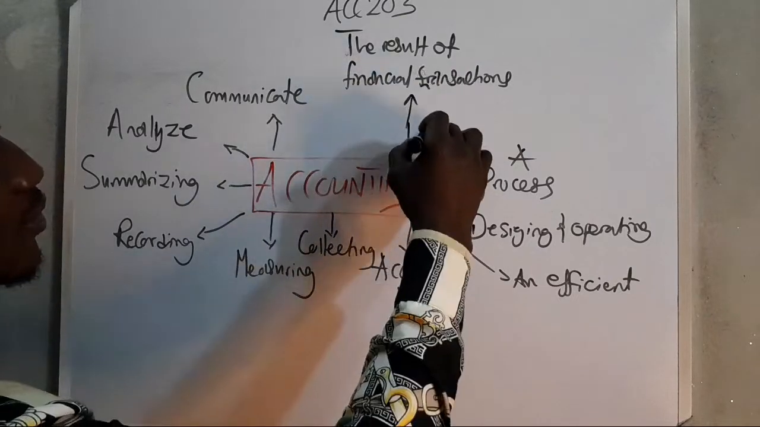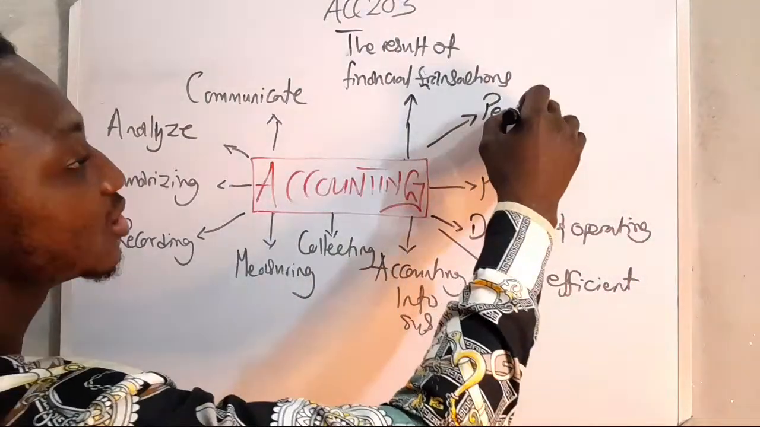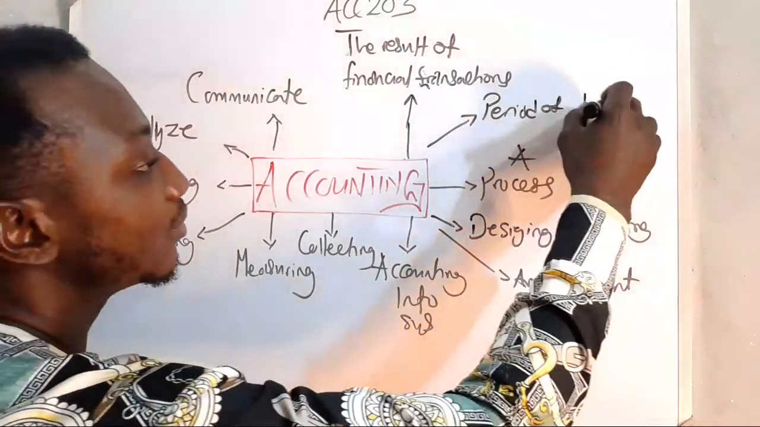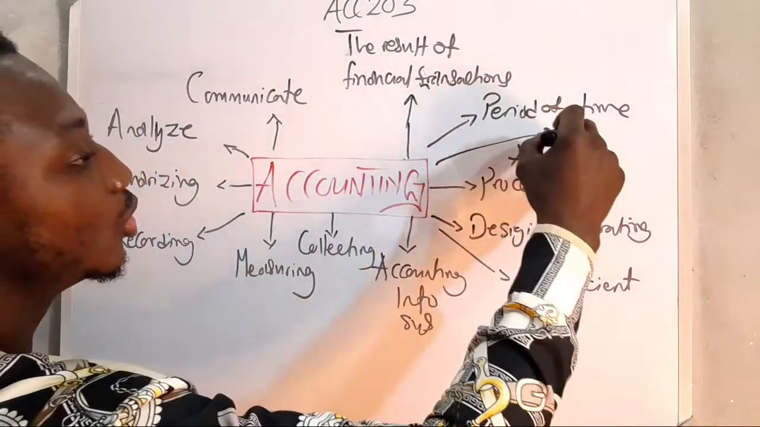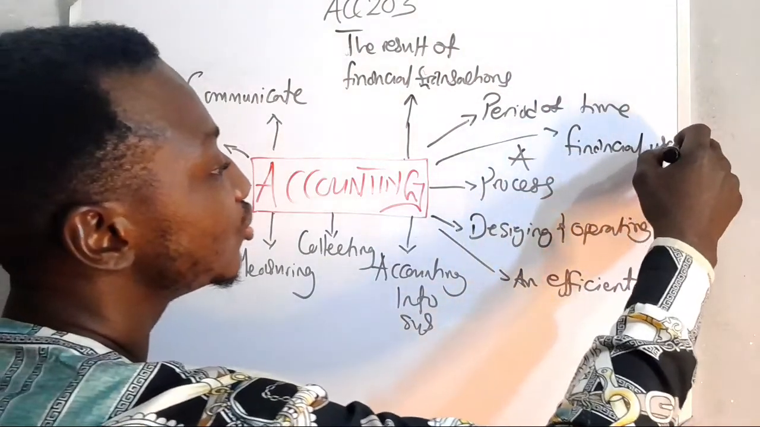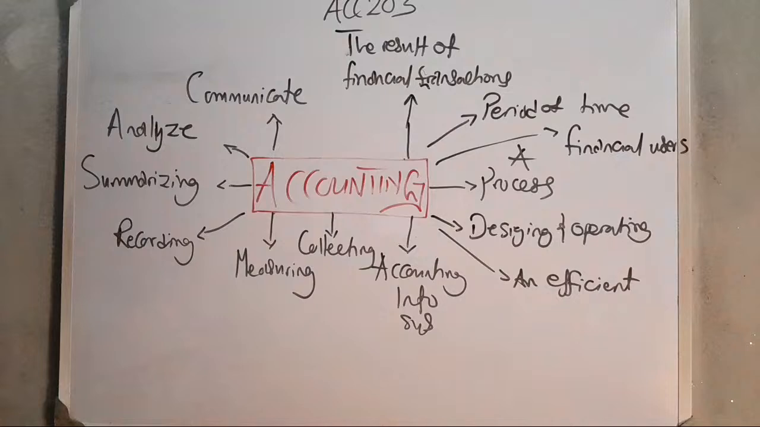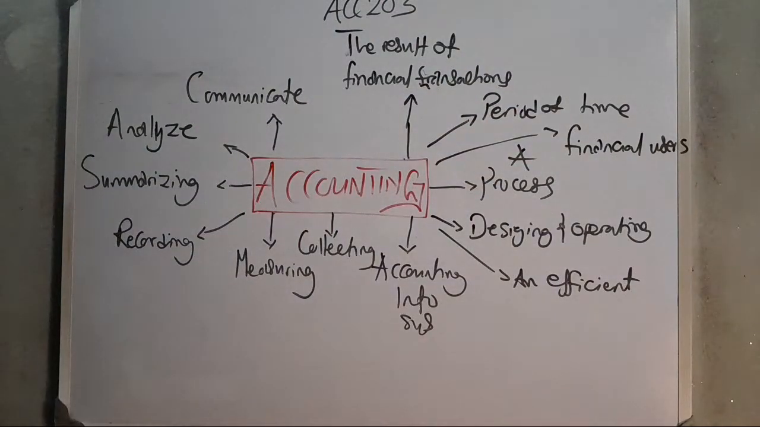For a particular period of time, to financial users. Now, this is the all and sundry of accounting. Okay, that is the all and sundry of accounting.